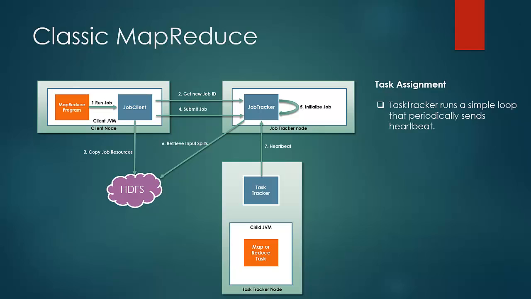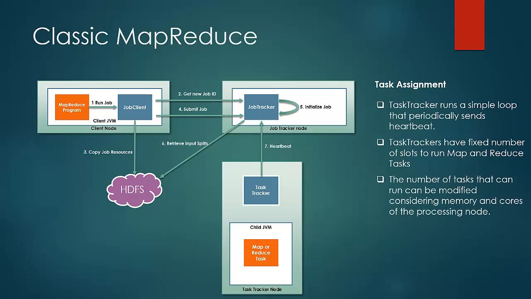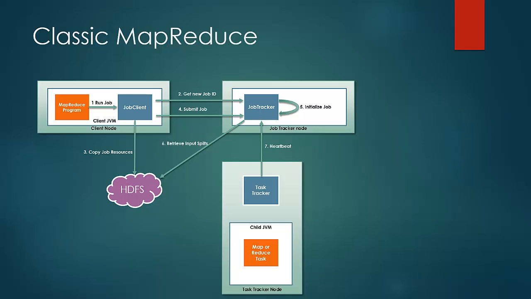A single task tracker can run more than one MapReduce task at a time. Thus, a single task tracker machine can have multiple slots to run tasks. The number of slots depends upon the computing capacity of the machine. The main deciding factors are the RAM and the cores of the CPU. Now the job tracker knows which task trackers to use and it assigns them the tasks. So after this comes the task execution phase.